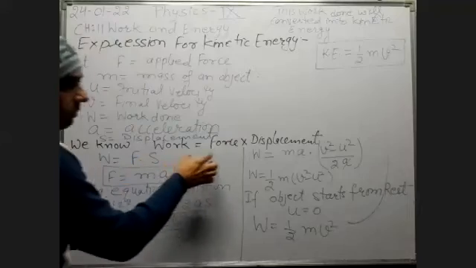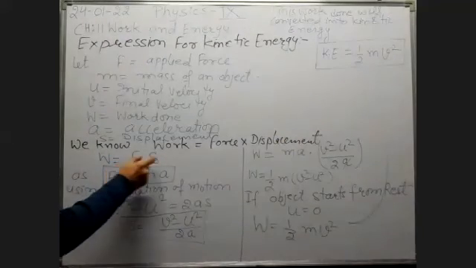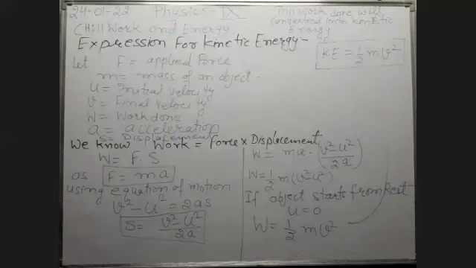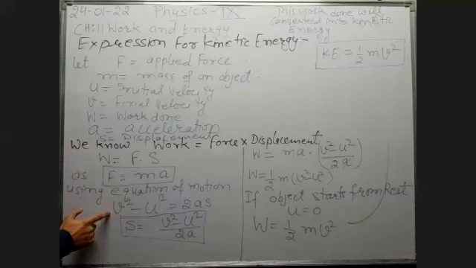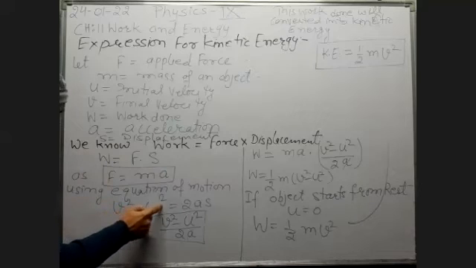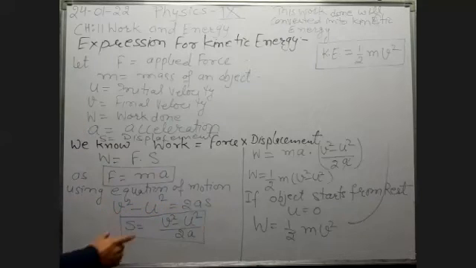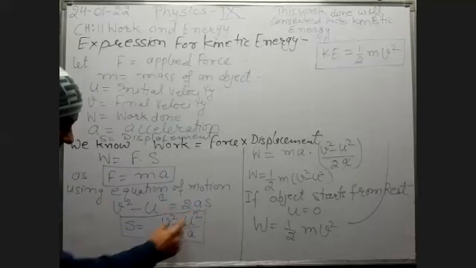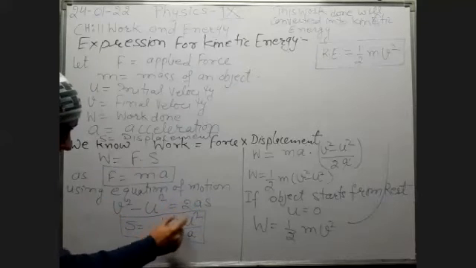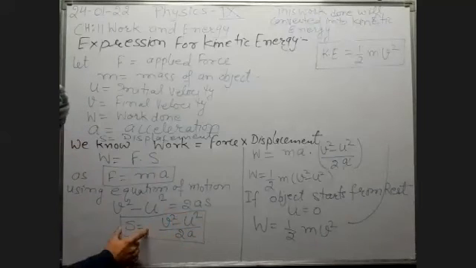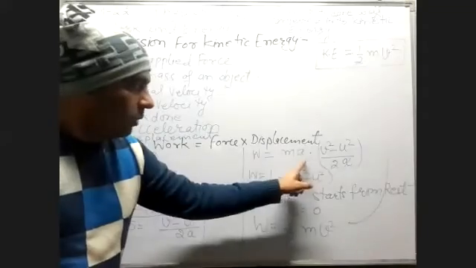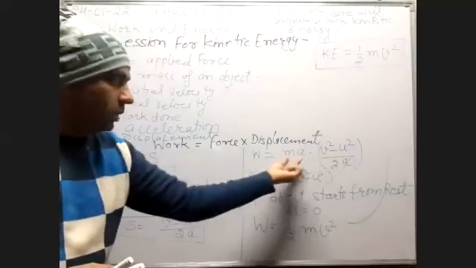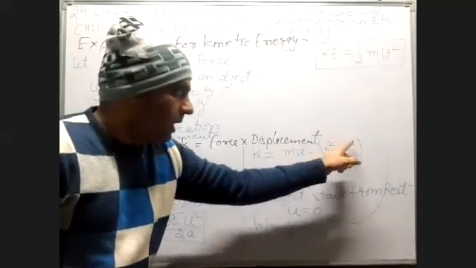Then what is the work done? Force into displacement, f into s. So we know that force is equal to mass into acceleration, and using the third equation of motion, v square minus u square is equal to 2as. So calculating s from here, v square minus u square divided by 2a is equal to s, displacement. Okay, so putting these two values, force and displacement, in this equation: w is equal to force into displacement, force ma, displacement will be v square minus u square upon 2a.